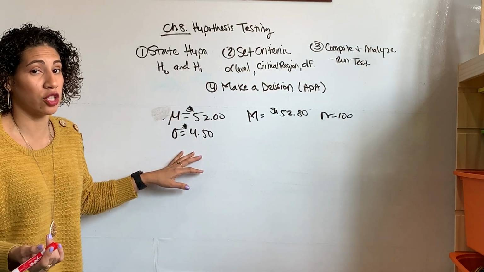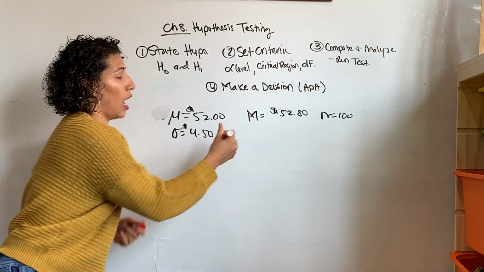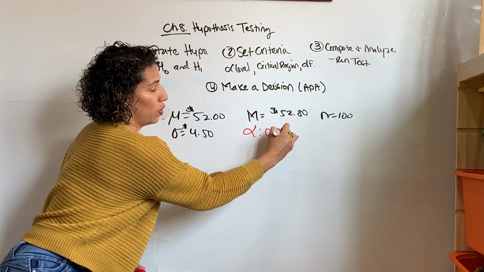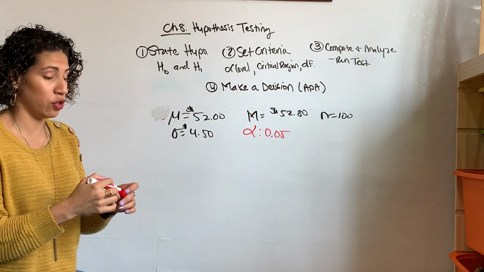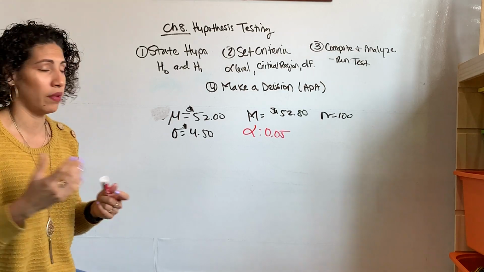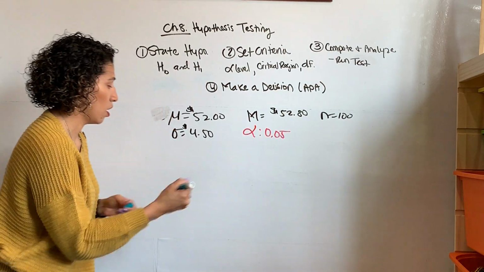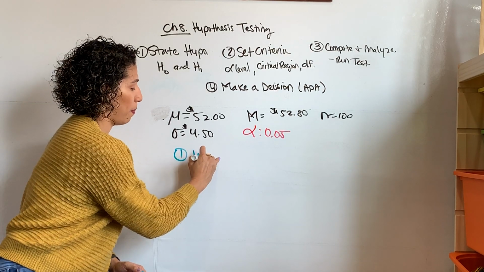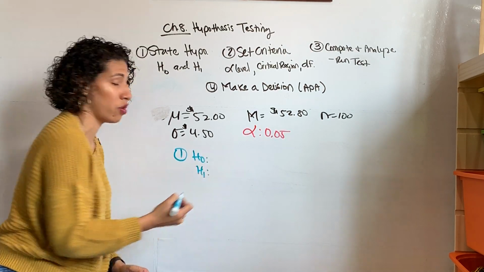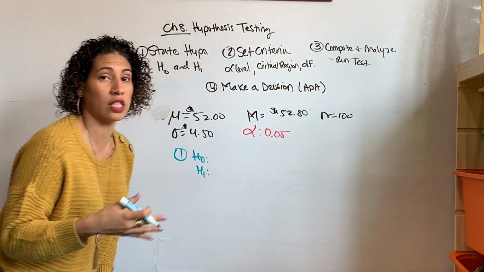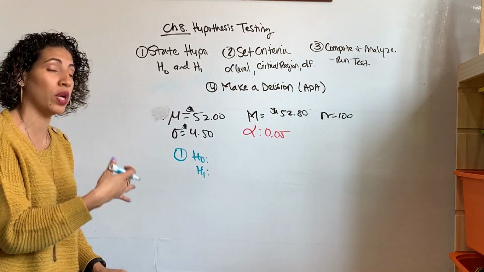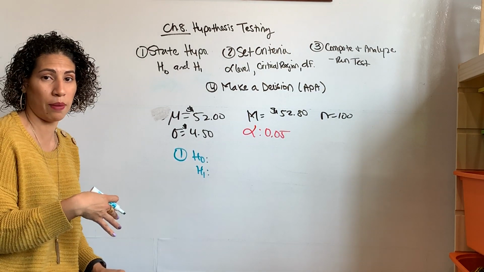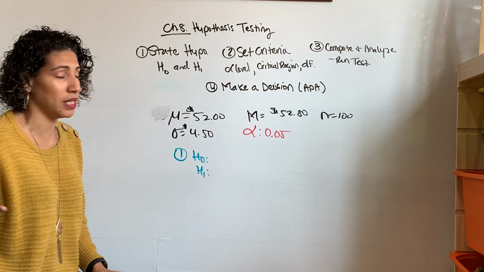So let's actually run it. If we're running it at an alpha level of 0.05, we have to do all the steps of hypothesis testing. Let's start with the first step. The first step says state your hypotheses. So we're going to have a null hypothesis and an alternative hypothesis. The null hypothesis says there is distinctly no difference between the population and the sample, in other words, what you're doing and what's already been done.